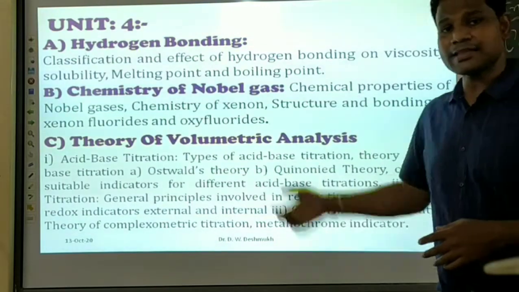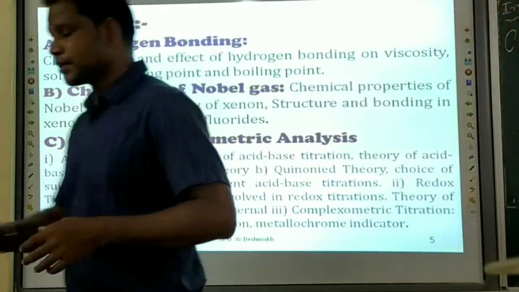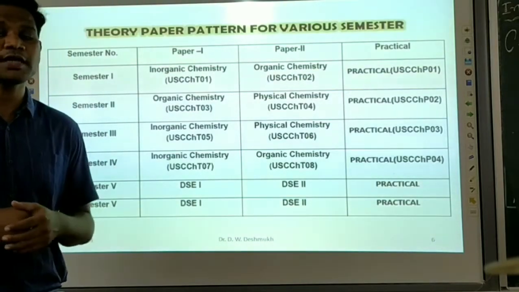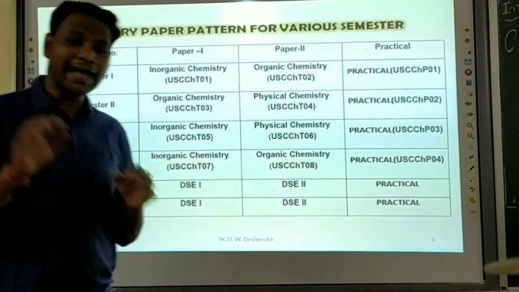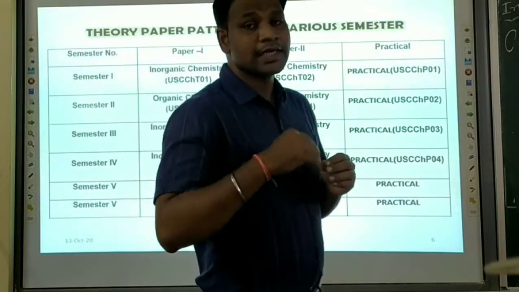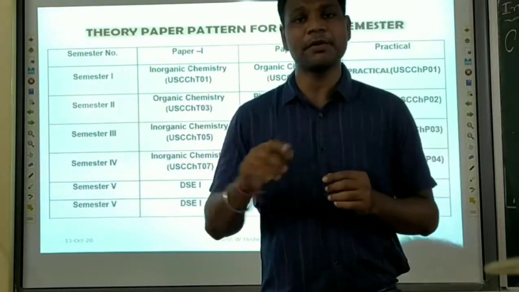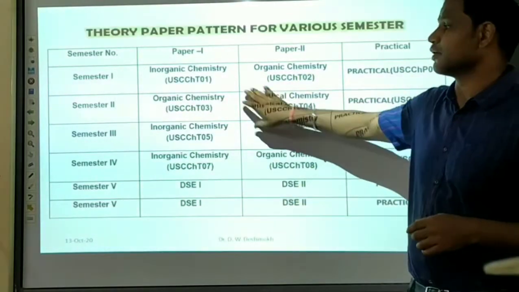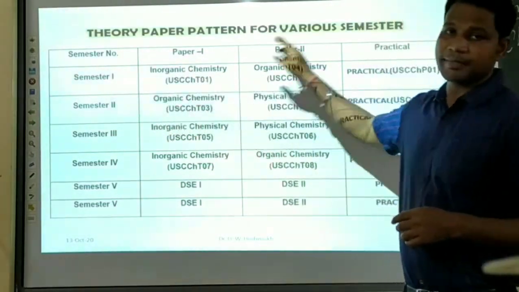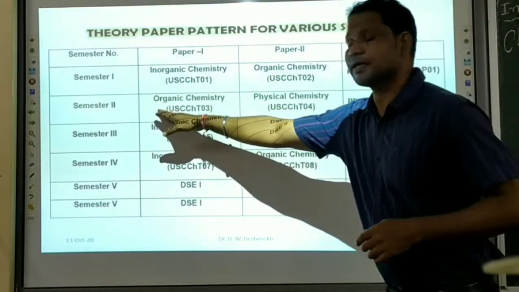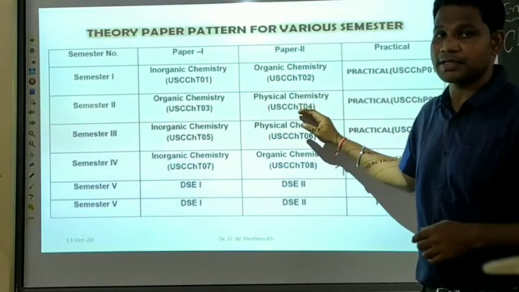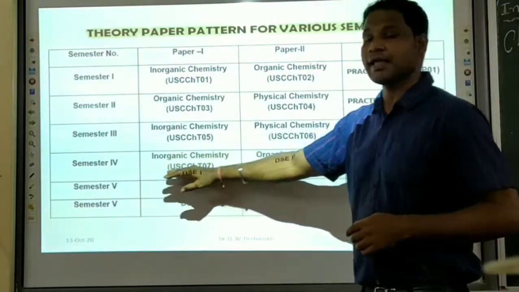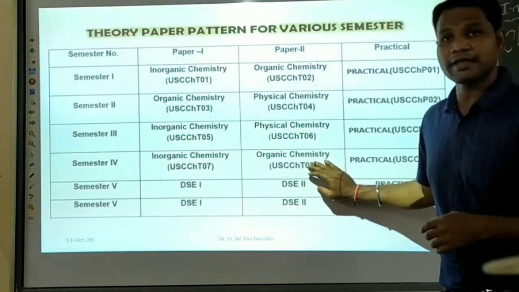So now in next slides we are going to discuss about examination pattern and which papers you are going to study in next semester. So as you have opted for chemistry as one of the subjects in your BSc degree, in all semesters what you have to learn. So in semester 1 inorganic chemistry and organic chemistry, semester 2 deals with organic chemistry and physical chemistry, third deals with inorganic chemistry and physical chemistry, fourth deals with inorganic chemistry and organic chemistry.